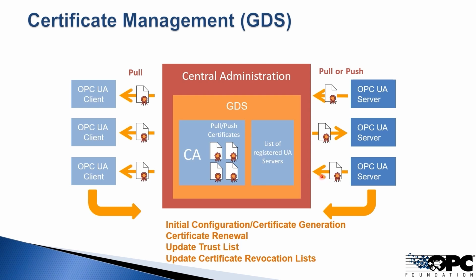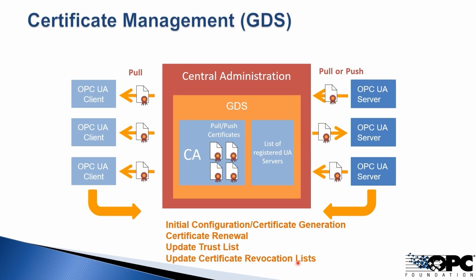And it's not just the initial certificate that's managed by the central administration here. The certificate renewal is managed so that when the certificate is about to expire, the client will pull and get a new certificate when it's ready, and the central certificate manager will push the new renewed certificate to the server.